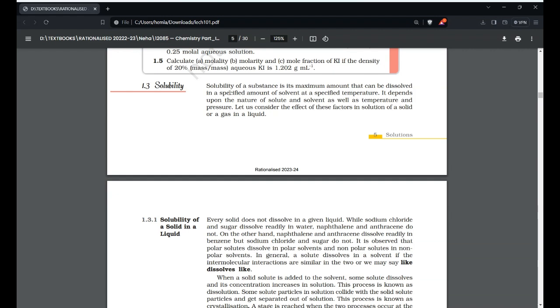Okay, solubility of a substance is the maximum amount that can be dissolved in a specific amount of solvent at a specified temperature. It depends upon the nature of solute and solvent, as well as temperature and pressure. Let us consider the effect of these factors in the solution of a solid or a gas in a liquid. So solubility is basically how much amount of something you can dissolve in a specific amount, and at a specific temperature.